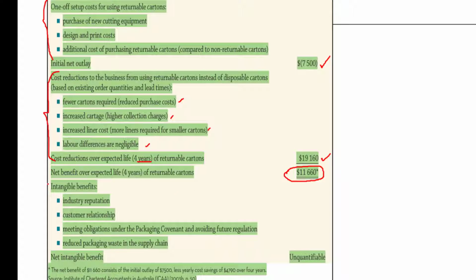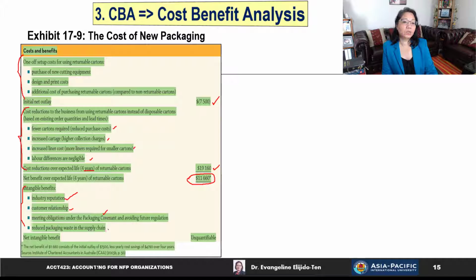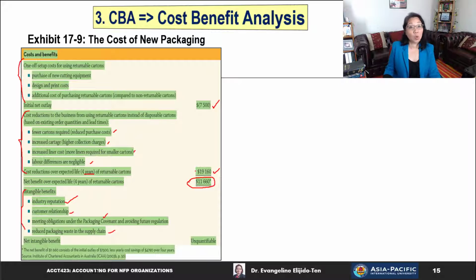All right, there are of course other intangible benefits such as industry reputation, because the company can be perceived as environmentally friendly. You can't really put a dollar value on that. Customer relationship, meeting obligations under the packaging covenant and therefore avoiding future penalties or regulations, and reduced packaging waste in the supply chain. So these are unquantifiable, but even the quantifiable aspect of this initiative actually provides a cost savings. So this is one example of an eco-efficient opportunity.